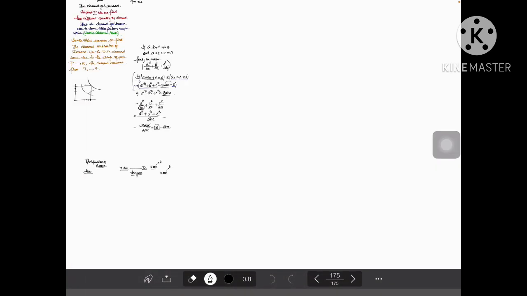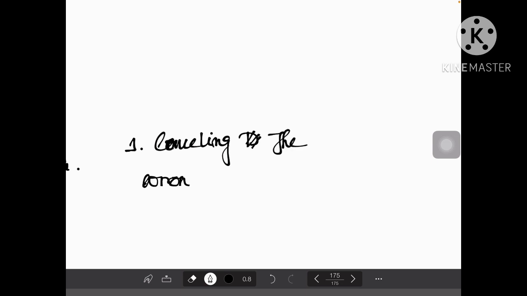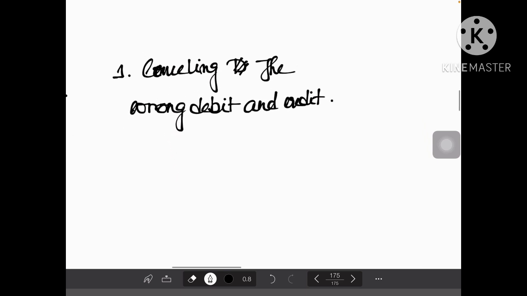The first point: cancelling the wrong debit and credit. Okay, so this is the first point, cancelling the wrong debit and credit. Let me tell you what cancelling the wrong debit and credit means.